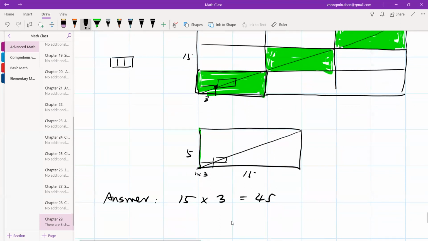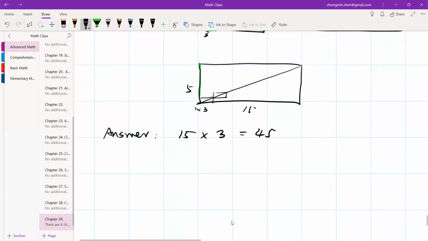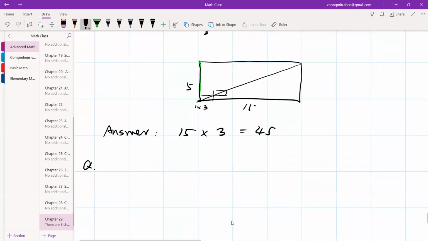Okay, this is easy. But for the next one, I wanted to talk about one more. The next problem is going to be the floor. It's a square, and the diagonals are drawn.